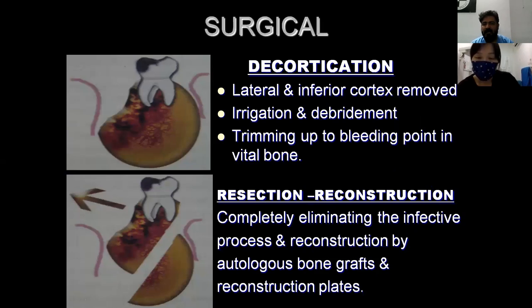The lateral and inferior cortex is removed. Irrigation and debridement is done, and trimming up to the bleeding point in vital bone. You will trim the bone until you encounter a bleeding point. Then next is resection and reconstruction. In resection, the infective process is completely eliminated and reconstructed with autologous bone grafts and reconstruction plates.